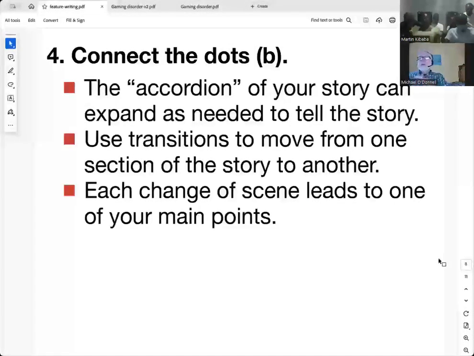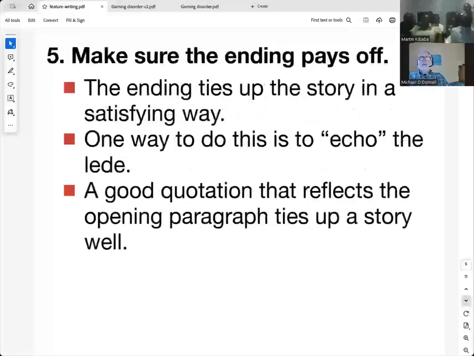And we saw how he used transitions to move from one section of the story to another. So each change of scene should lead to one of your main points. And we saw that too in his story, where each transition, online gaming, recovering from addiction, perspective from other countries, each one was a main point. And putting the story together, make sure the ending pays off.